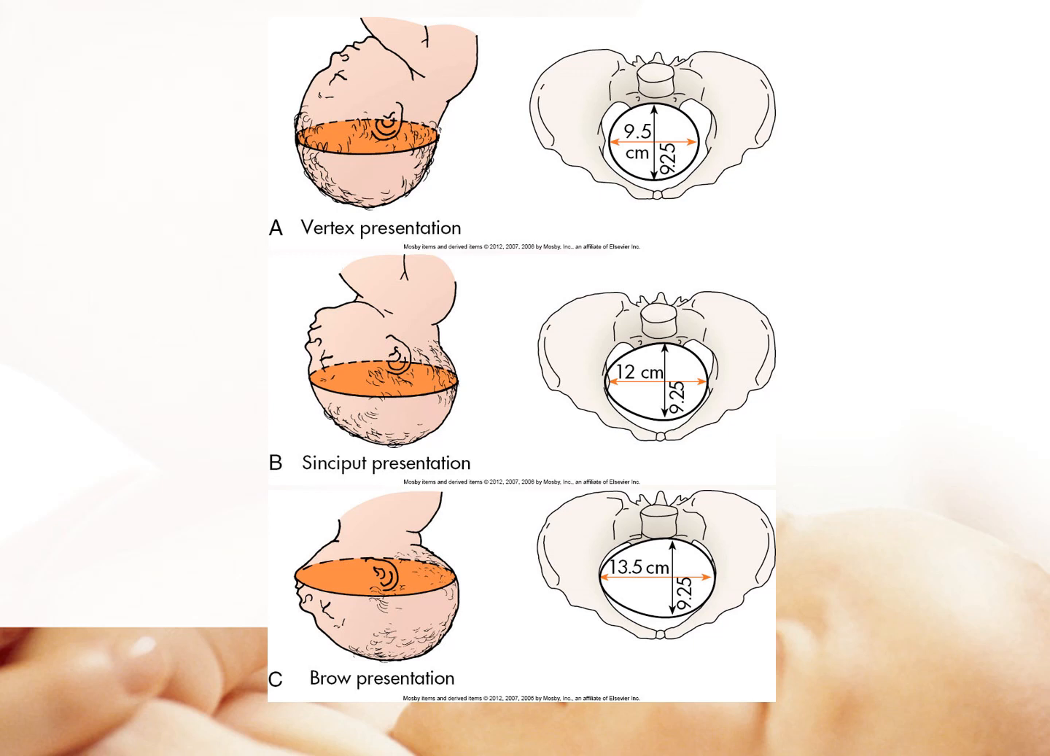When you do a vaginal exam on these patients, you're going to feel an eye or a nose or the mouth or something. It's going to feel very strange when you put your fingers in there to check them, and that's what you feel. But look at the vertex presentation. You can see those orange circles. That's the smallest, and that's ideal. That's how we want the baby to be presenting.